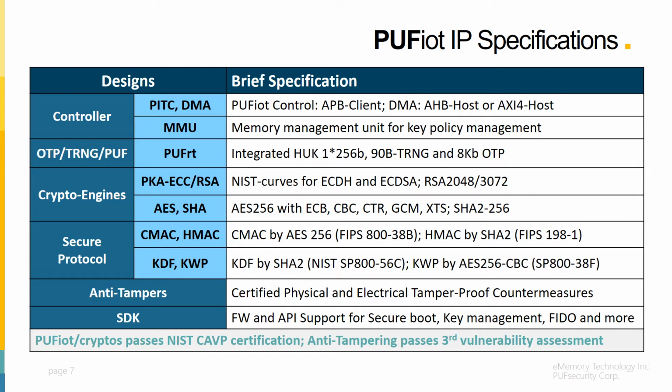The cryptography in PUFiot has public key accelerators, block ciphers of AES and SHA-2. Therefore, PUFiot can support private and public key generation, key exchange of ECDH, and authentication of ECDSA, followed by NIST curves. Of course, symmetrical authentication of CMAC or HMAC are included. PUFiot also supports NIST standard key derivation function and key wrapping function.